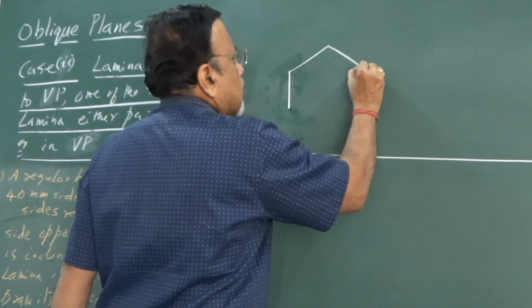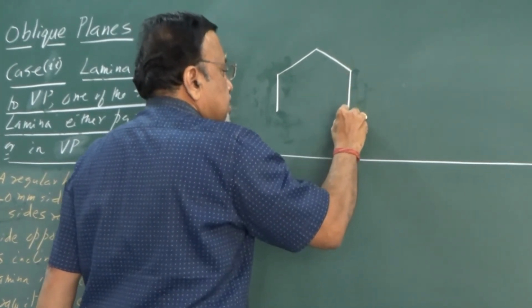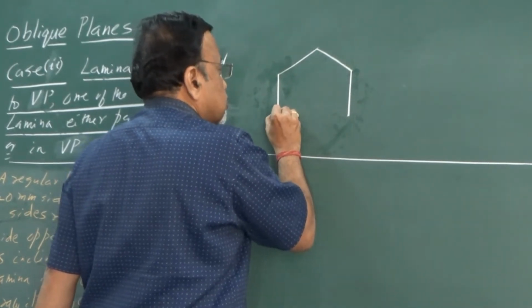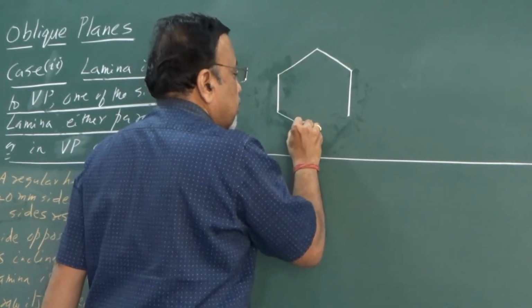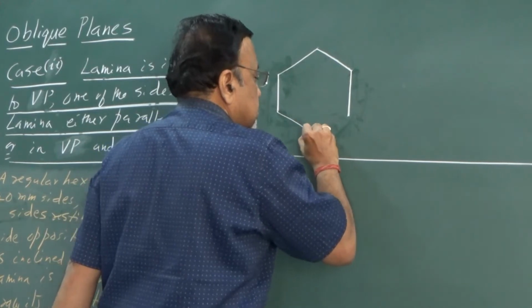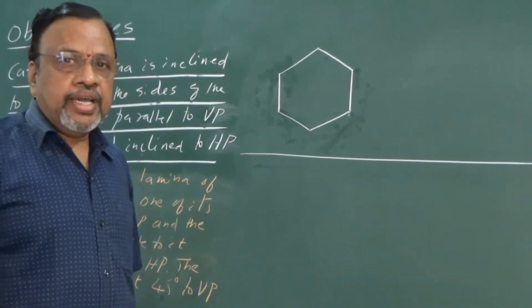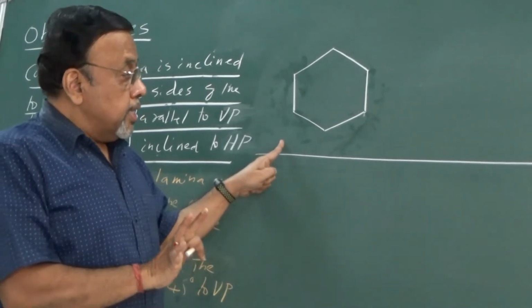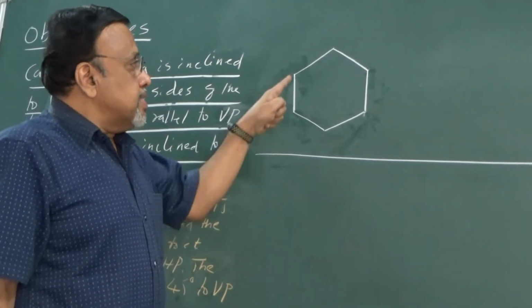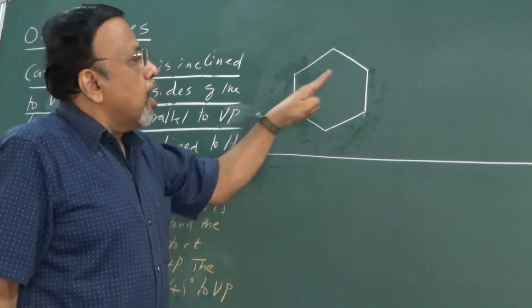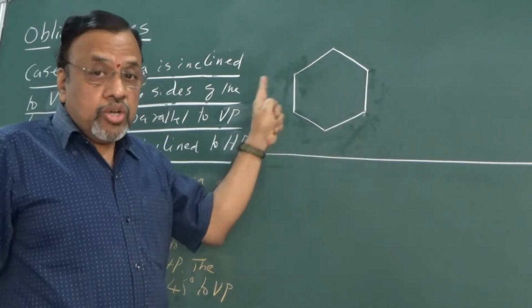I hope all of you know how to draw the hexagon by circle method. So you can just do this by circle method; I am not going to repeat that. So you can just draw this hexagon. Since a hexagon is a symmetrical figure, if I say one side is perpendicular, the opposite side is also perpendicular. So this you have to note down.